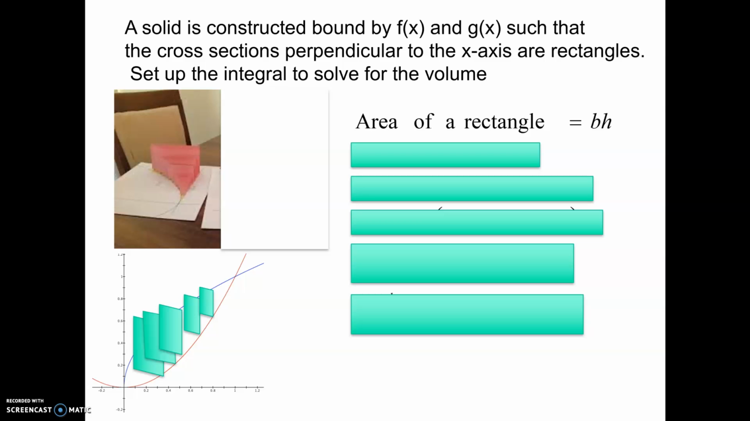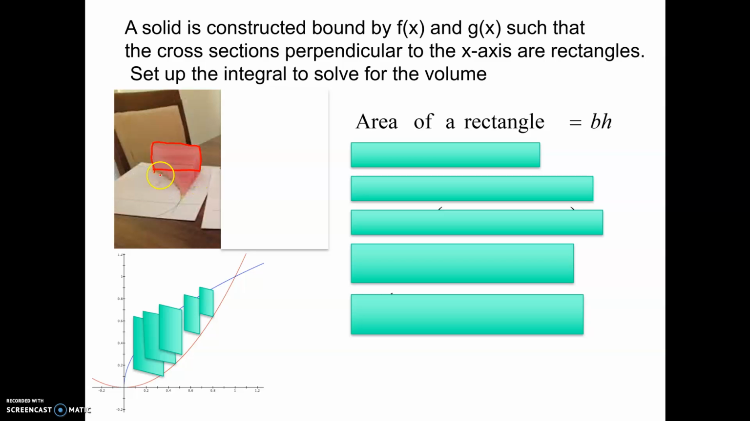So here we're going to look at volumes of known cross sections where the known cross-sectional shape is a rectangle. So we're just going to speak generally. Notice we have this figure here, which is a bunch of cross sections of these rectangles that are pink. Let me outline one of these.